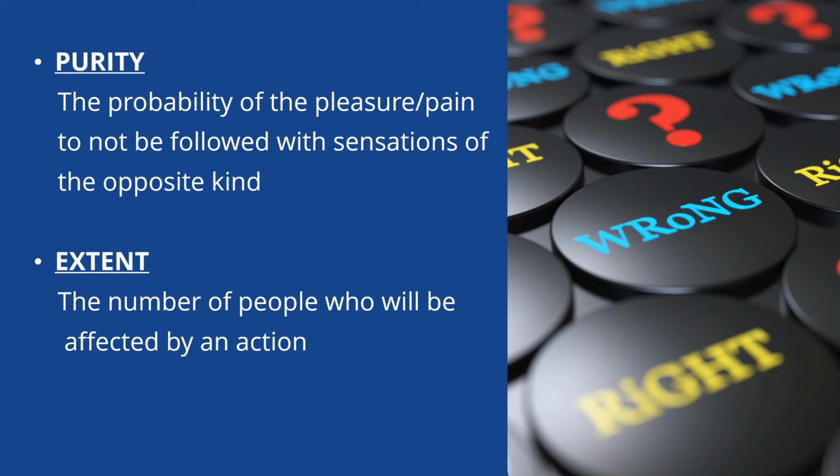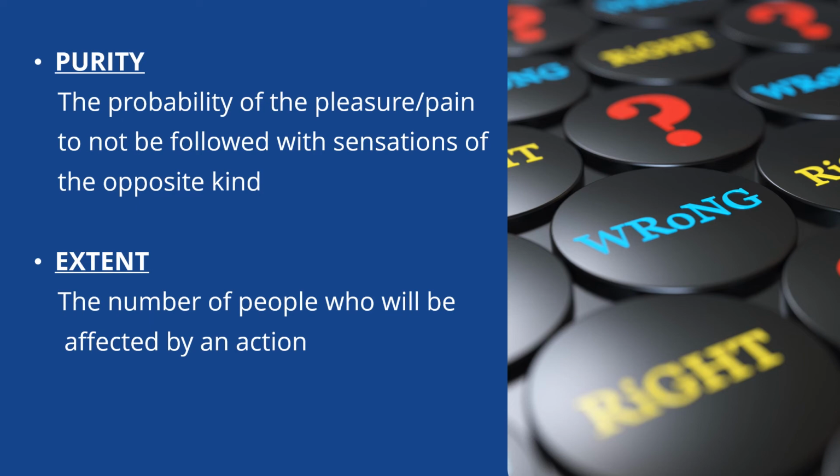Next is purity. This is the probability of the pleasure or pain to not be followed with sensations of the opposite kind. A brilliant way to demonstrate this is to think of a situation where, for example, you throw a rock at someone, or you gave them an insult perhaps. This is just an example, but suppose you felt pleasure from doing so. How sure are you that they won't hit or insult you back, therefore making you feel pain in the process? This is what the criteria of purity encapsulates.